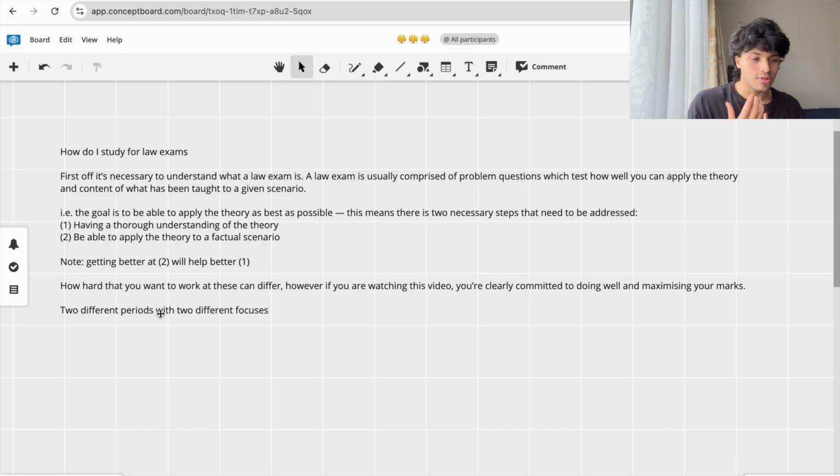Then we've got two different periods with two different focuses, looking at number one and number two. Number one, I would suggest mainly looking at during the semester. And number two, I would mainly look at post-semester.